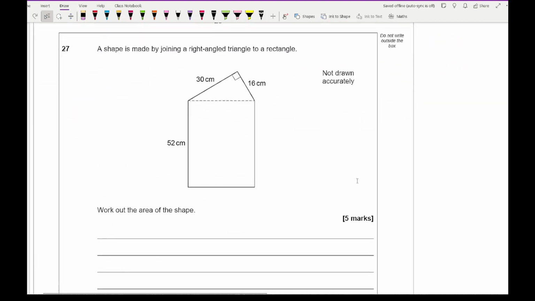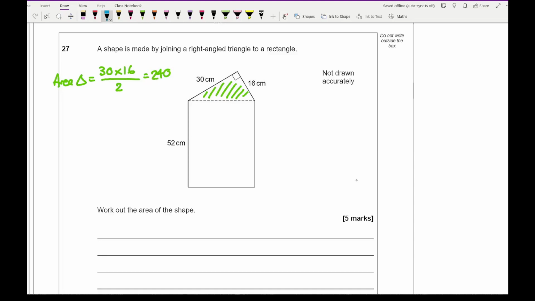Then moving on to question 27, it says that a shape is made by joining a right angle triangle to a rectangle. Work out the area of the shape. So first things first, we can work out the area of the triangle by doing the base times the height divided by 2. So that's 30 times 16 divided by 2. And if I type that all into my calculator, I get an answer of 240.